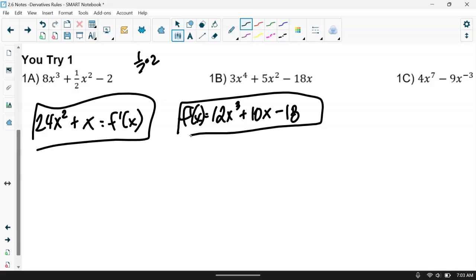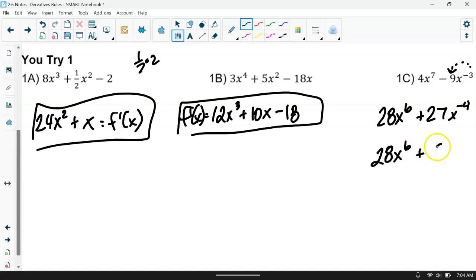So then here, the third one, a little tricky with your signs here, so you got to pay attention. So this is 28x to the 6th plus 27x to the negative 4, because that is negative 3 times negative 9. So that's how you get the positive 27 and then subtracting 1. Then rewrite this as 28x to the 6th plus 27 over x to the 4th. That is your derivative of this function.